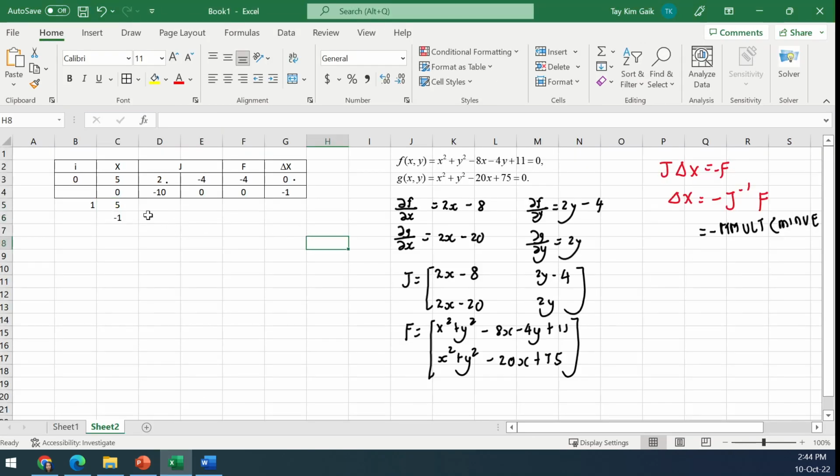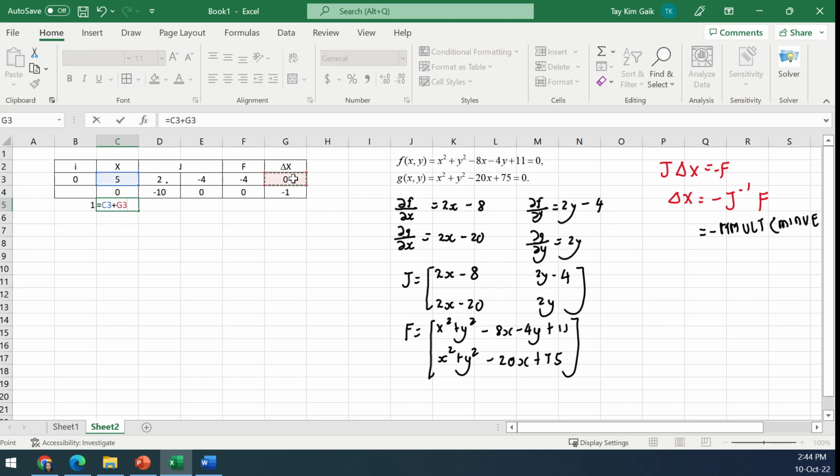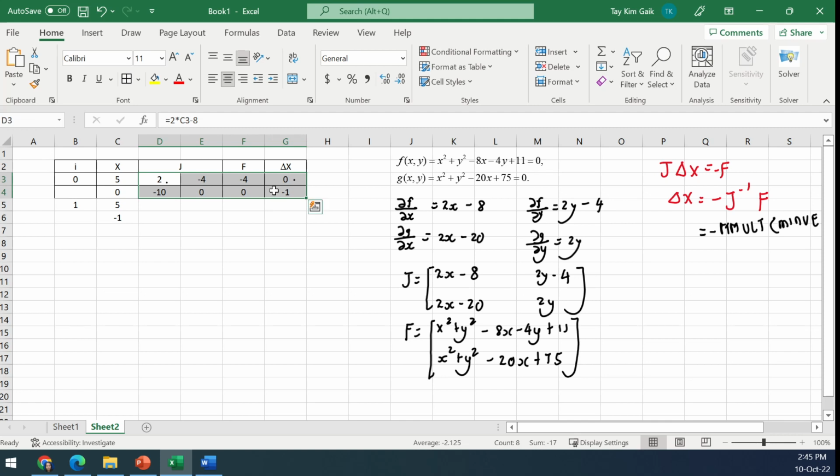Here we deal with vector. If you don't want to deal with vector, then you deal element by element. Little x1 will be x naught plus delta x naught. So you can do it one by one. y1 equal to y naught plus delta y naught, like this. And then we can copy down all the formula.